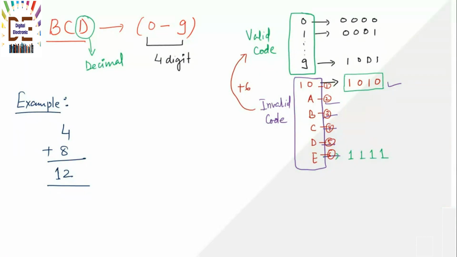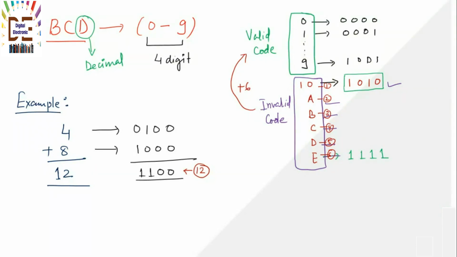We should write 4 plus 8 as 12, but we have to write it in the form of a BCD code. So if I write 4 like this, and 8, and if you add this, what result will you get? You will get 1100. This 1100 is coming out to be 12.